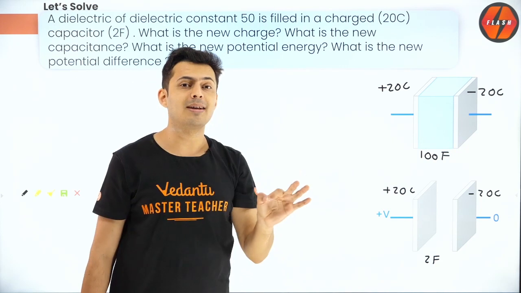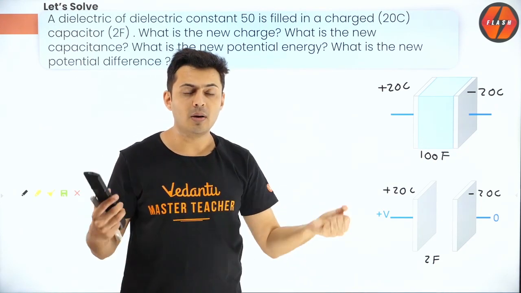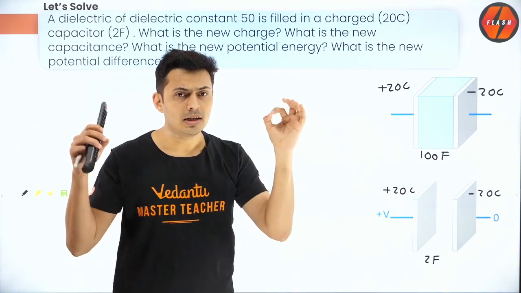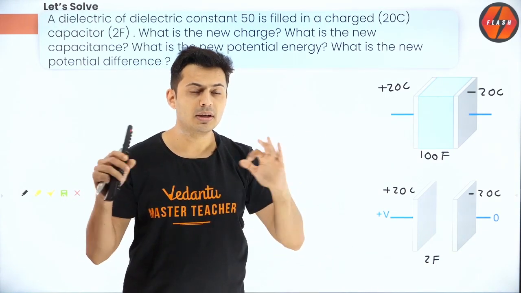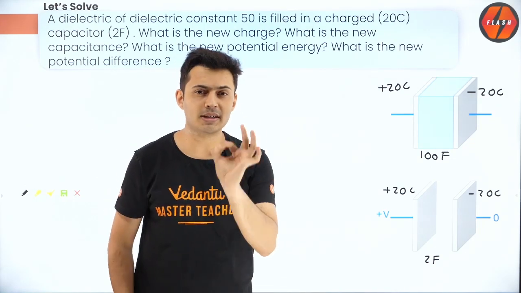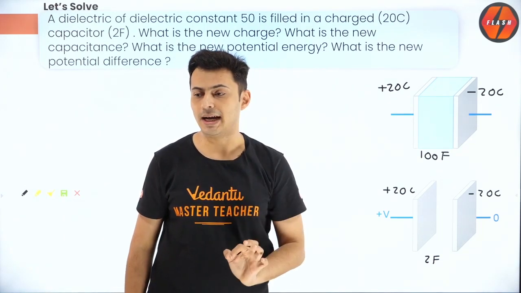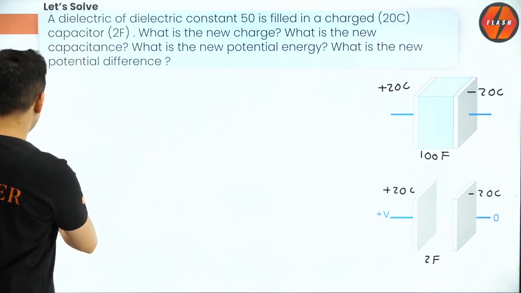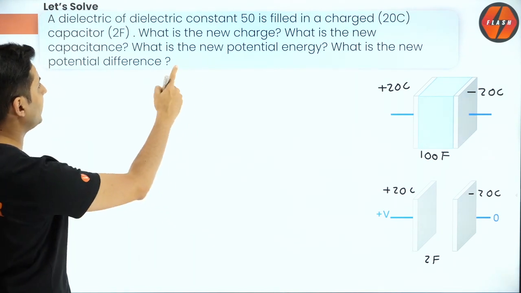So read the question carefully. What is happening? How is it connected? Is the battery connected or not connected? If the battery is connected, the voltage difference will remain constant. If the battery is not connected, then the charge on the plates will remain constant. That's something which you should keep in your mind. Now, if this is understood, guys, let's go ahead and think what else has been asked.